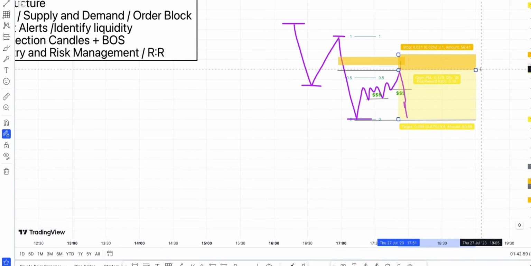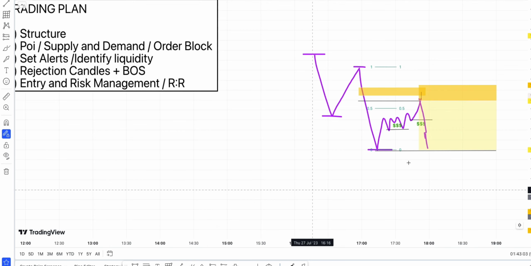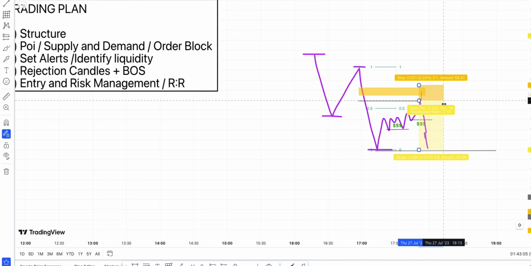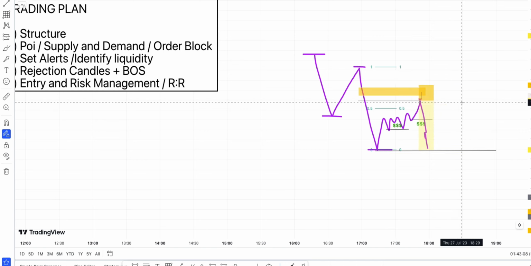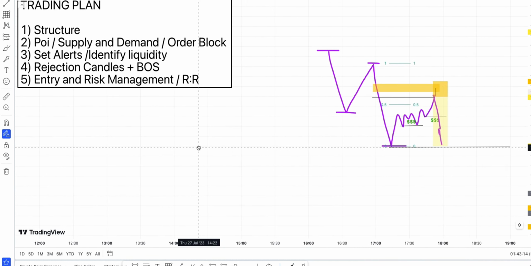And that would be your technical analysis trading plan. So this was a little quick video. I know I was stuttering a little bit and all that, but you see the whole idea. Structure, the purple lines, point of interest, POI, step 2, POI, supply and demand order block. That is the yellow box here. That's my zone. That's where it's supposed to be.